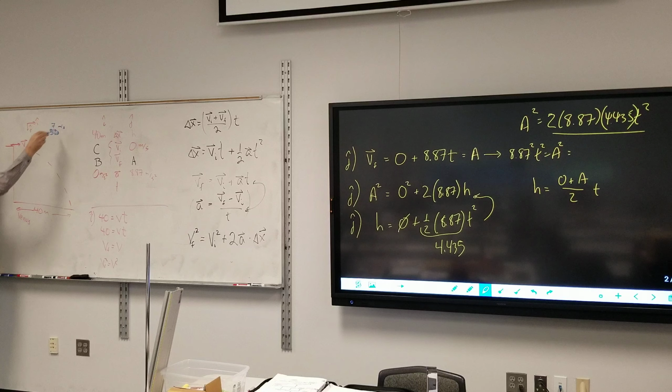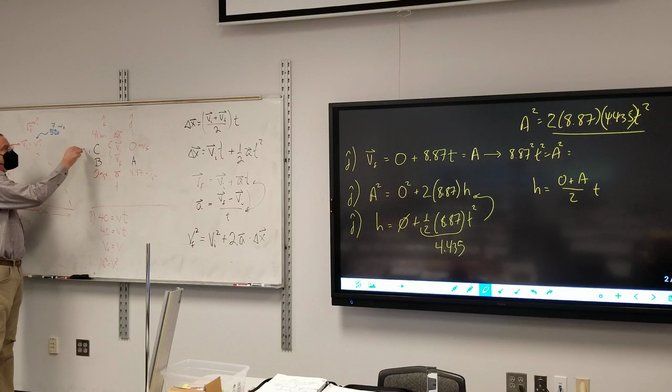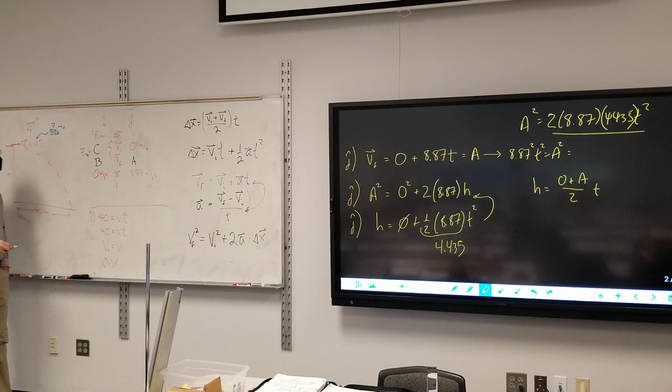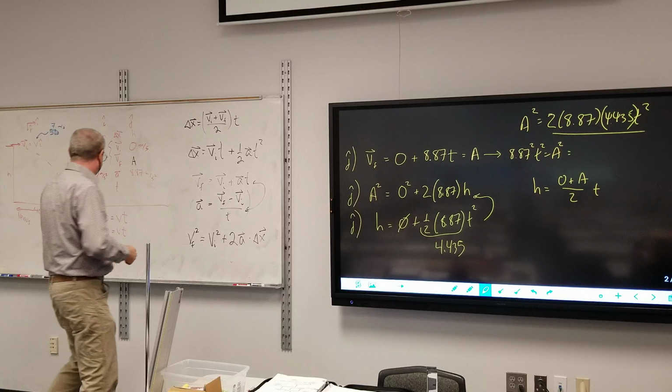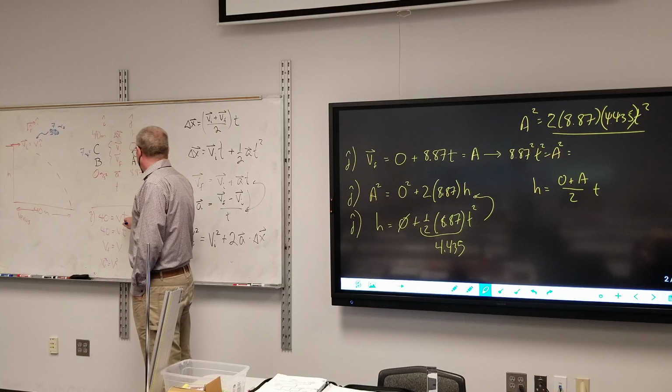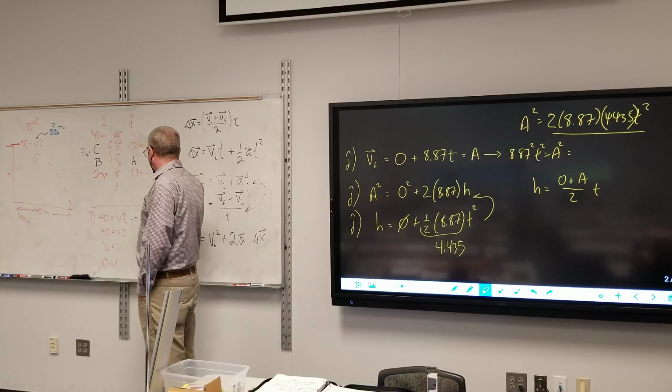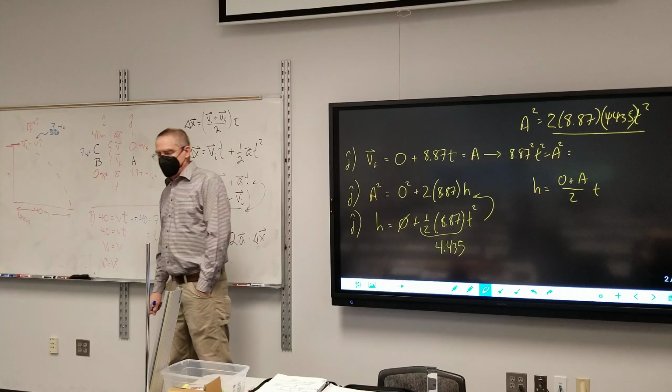7 meters per second. We're getting somewhere. Yeah, all you have to do is just make up numbers then. So this now becomes 40 is equal to 7t. So we now can figure out how much time it's in the air.